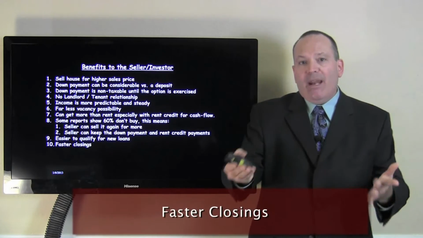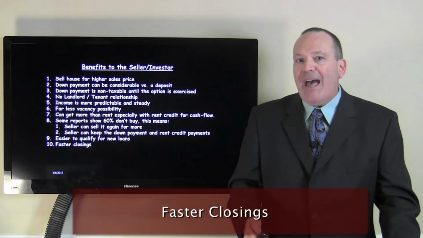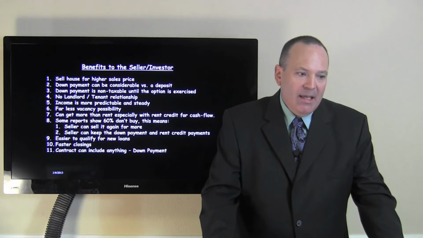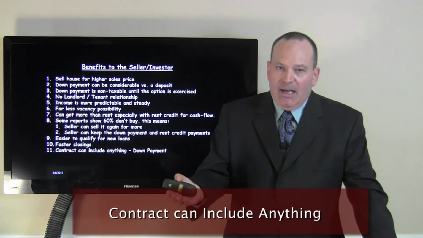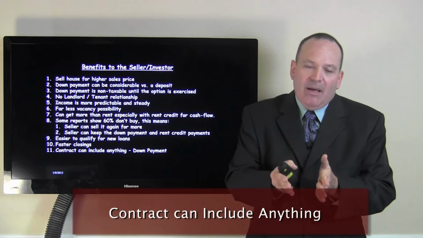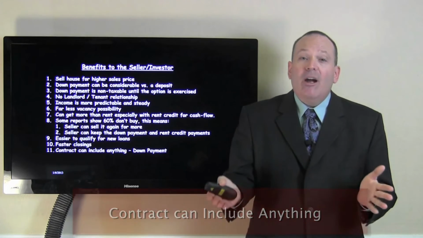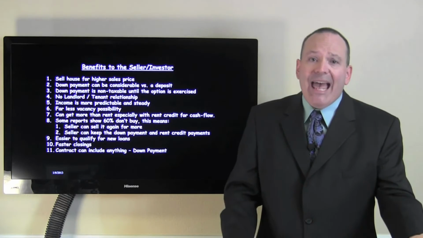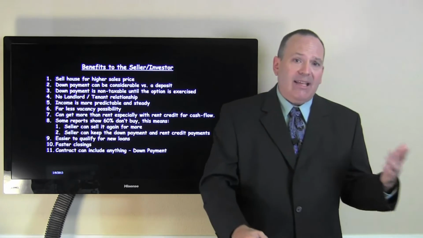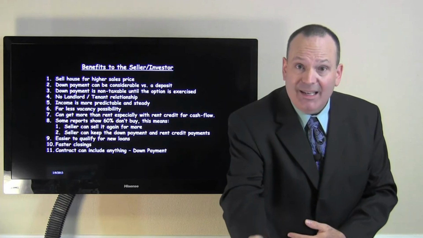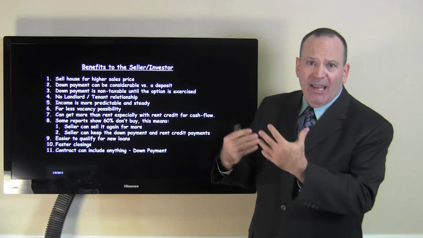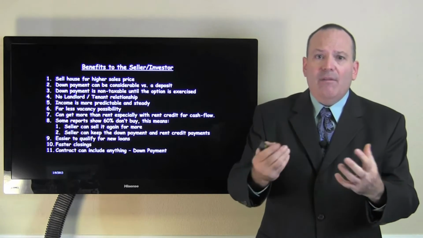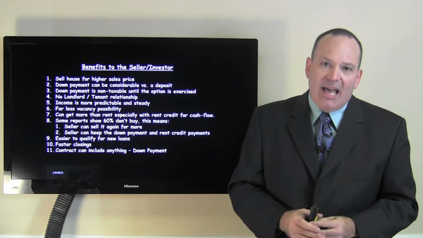Faster closings can be a benefit to the seller. Sometimes the seller needs to move fast, and a 60-day escrow just isn't something they have time to wait for. The contract can include anything. We talked about that before, but we didn't mention that it could include anything with regards to the down payment. Why give cash? If the buyer has a Corvette or an older RV and the seller wants that RV, or if the real estate agent wants that RV, or if the real estate investor wants that RV, why can't you get something of value as a down payment versus cash?